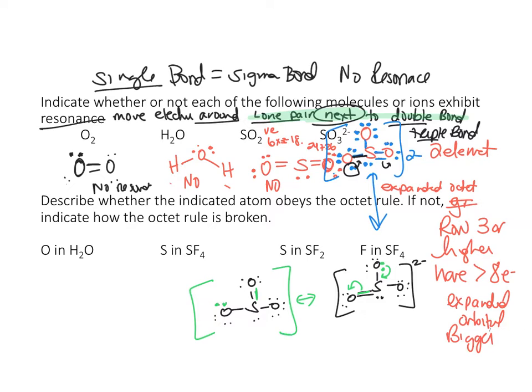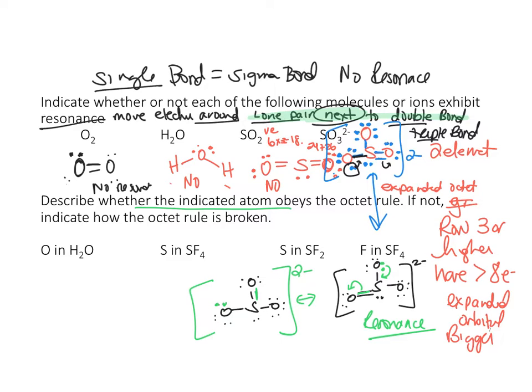And every octet, except for the expanded octet, follows the octet rule. And every oxygen can have a chance to have a double bond. And so in that case, you do have resonance structures. And when you do that, then I look at that and say, oh, okay, so you can have multiple correct answers. Describe whether the indicated atom obeys the octet rule.